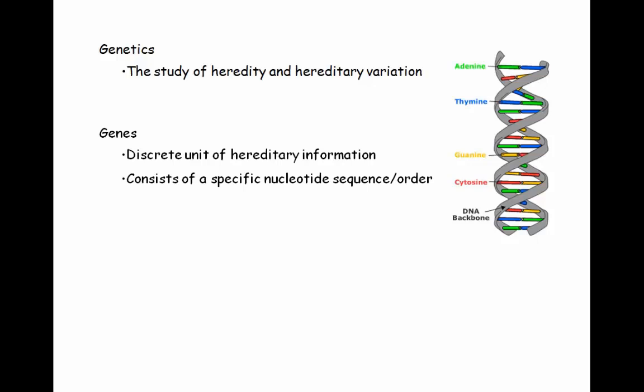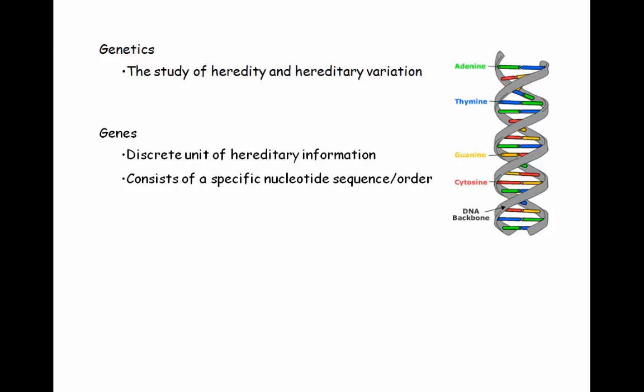Genes are discrete pieces or units of hereditary information, which essentially boils down to this being a specific section of the DNA molecule. That DNA is going to be composed of a specific nucleotide sequence or order, and that is what our cell is going to be using to tell it how to make all of the different molecules or proteins that it needs to make on a day-to-day basis, and then also throughout its entire lifetime.